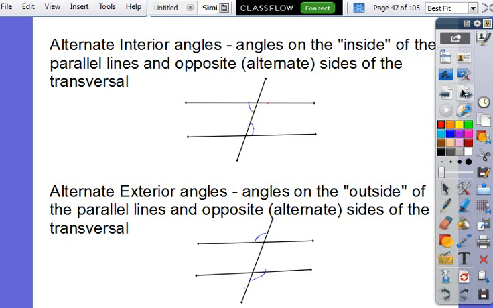How many other pairs of alternate interior do I have? 1 other pair. It would be these right here. How many other pairs of alternate exterior do I have down there? All right. So we've got corresponding, alternate interior, alternate exterior, consecutive interior, consecutive exterior.